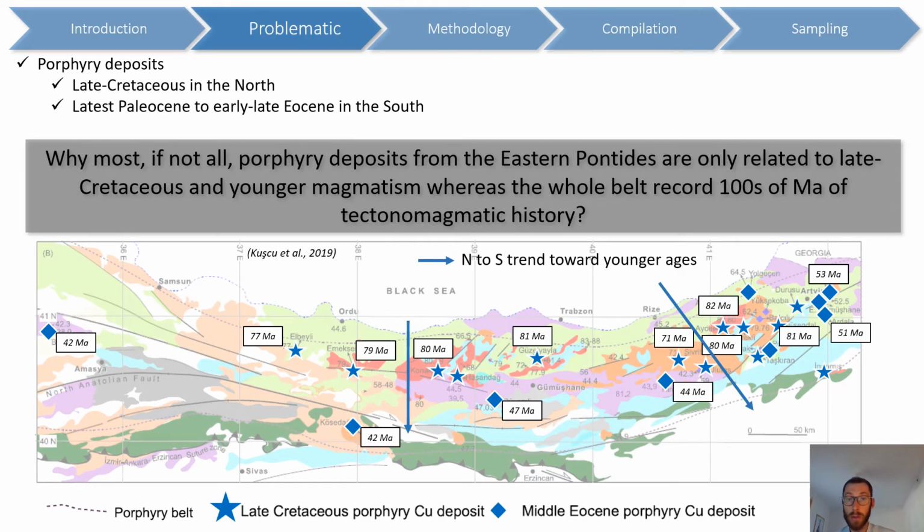If we have a look at this geological map that shows the geographic position and ages of the porphyry deposits in the Eastern Pontide, what we can see is that the late Cretaceous deposits are in the north, and the latest Paleocene to early late Eocene deposits are in the south. So the question is why most, if not all, porphyry deposits from the Eastern Pontide are only related to late Cretaceous and younger magmatism, whereas the whole belt records hundreds of million years of tectonomagmatic history.